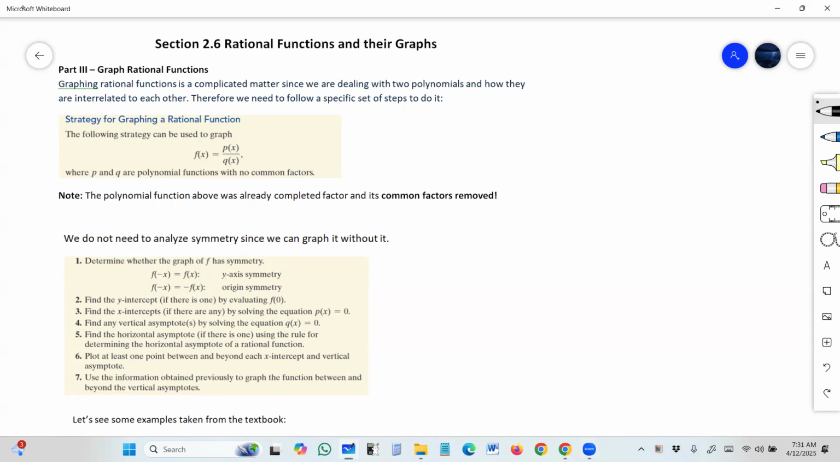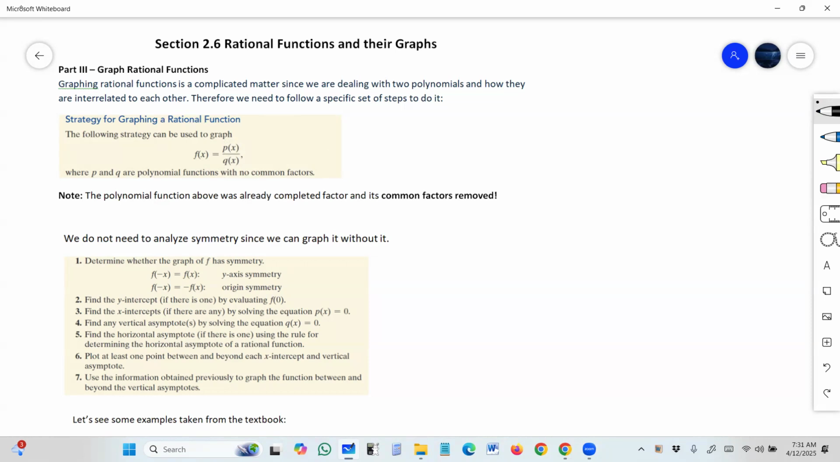Now, I have to make one note known, which is that the rational function that we're going to graph is going to be in this format where the numerator is a polynomial, the denominator is a polynomial, but they have no common factors. Meaning that if the function had common factors before, they were removed, and we're only going to graph the simplified version of the function. Okay, so this is easier. So this has to be made known.